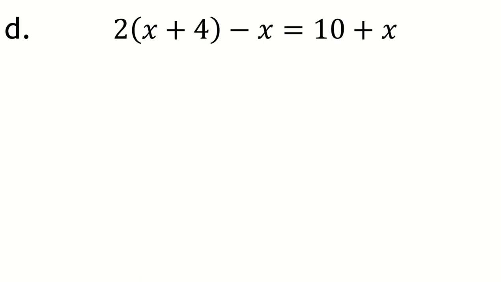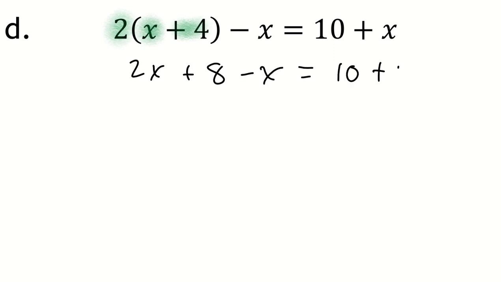And then finally for part D, there's another opportunity to practice this simplest form of the distributive property, where I'm just going to multiply the 2 times the x and the 2 times the positive 4. When I do that, I get 2x plus 8 minus a value of x equals 10 plus x. On the left hand side, I can combine those. That's going to become x plus 8 equals 10 plus x.